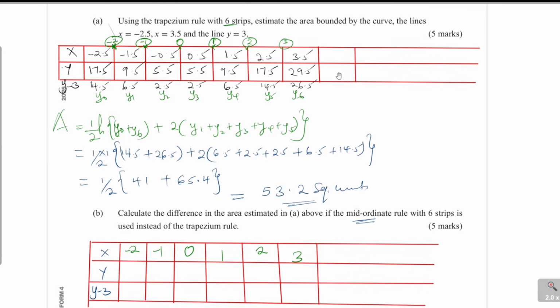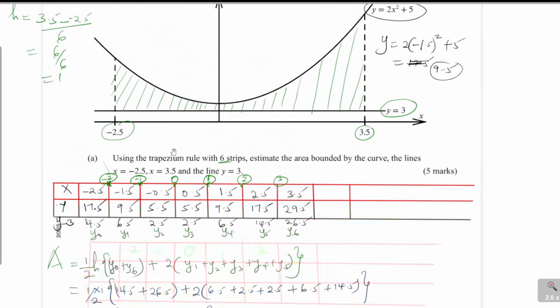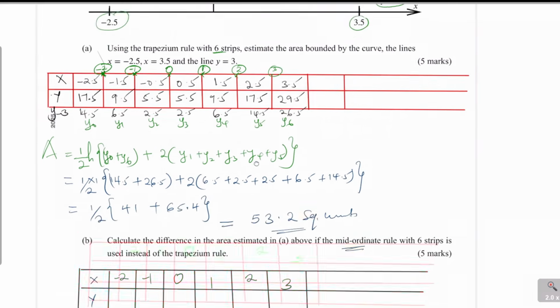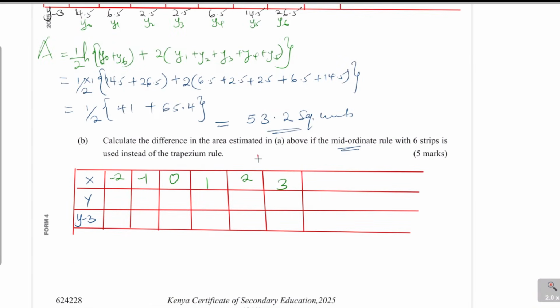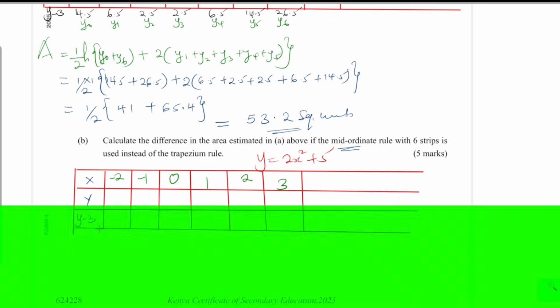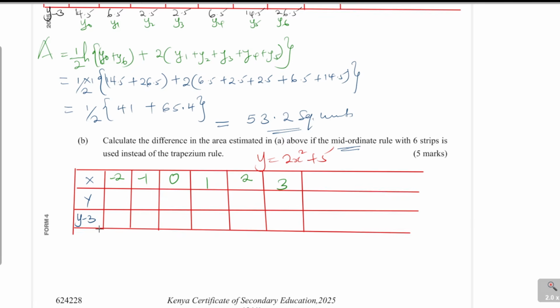We use the same function. Y is equal to 2x squared plus 5 to fill the table. So the first one, you can fill the first one here. When x is negative 2, you square that, and then you add 5. So that one gives 13.